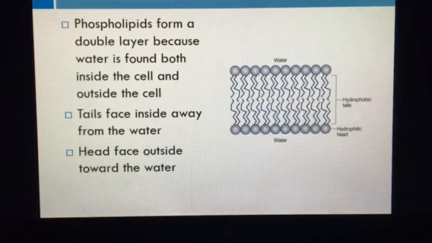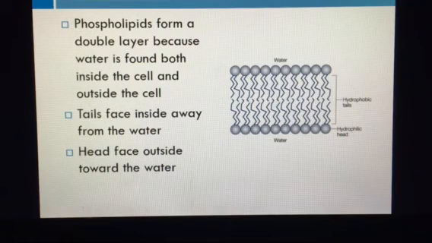So here we can see the structure of our lipid bilayer. Bi means two. And so we have two layers occurring here, a hydrophobic inside and a hydrophilic outside. And so we have our water-loving outside and inside, and our water-fearing in the middle.